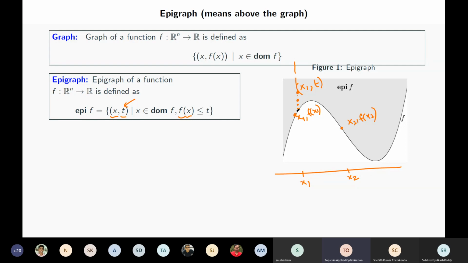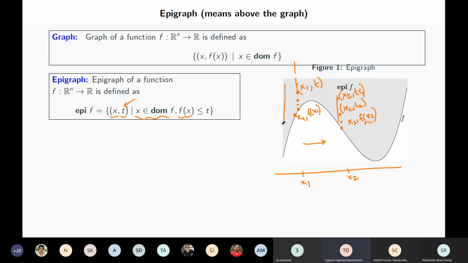Similarly, you take another x, let us say here x2. Then you have to take (x2, t), where t is greater than or equal to f(x2), and then another t. So this is like some t here, right? So this is like (x2, t2). And then you have to take points like (x2, t3), such that all are above f(x2), and you have to do it for all x in the domain of f.